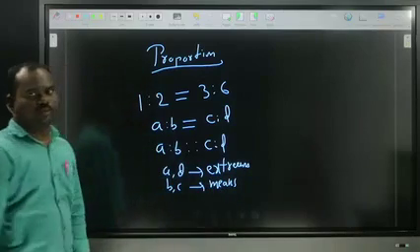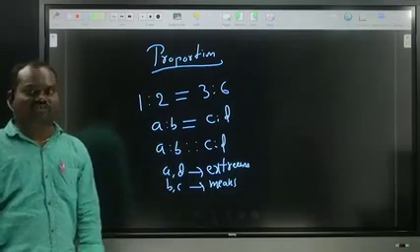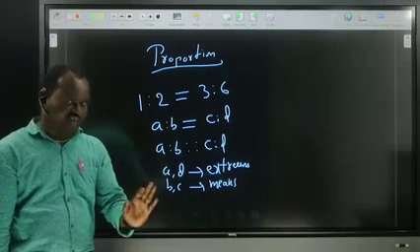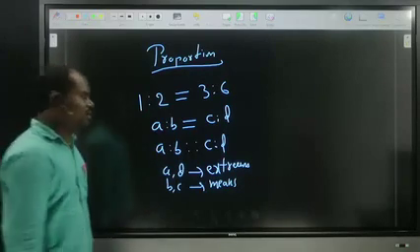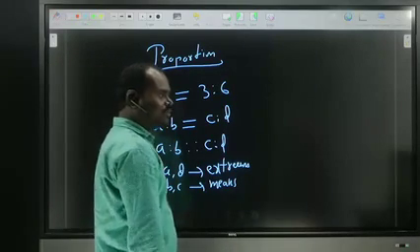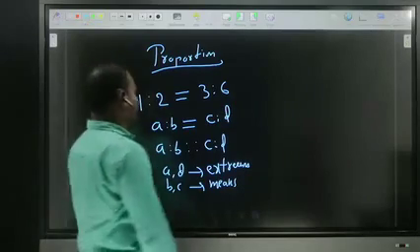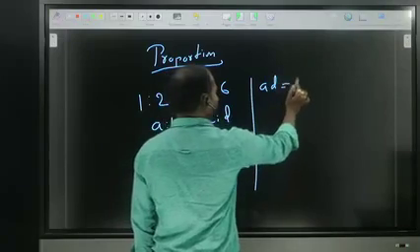First and last terms are called the extremes. The middle two terms are called the means, as we also learned in our childhood maths. The product of extremes is equal to the product of means. So AD is equal to BC.